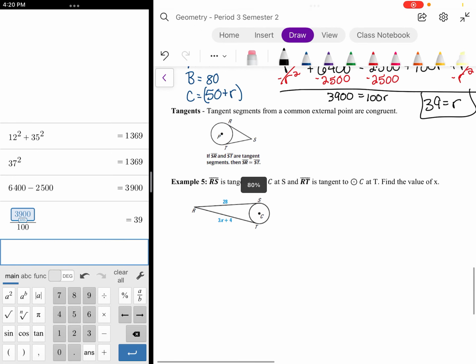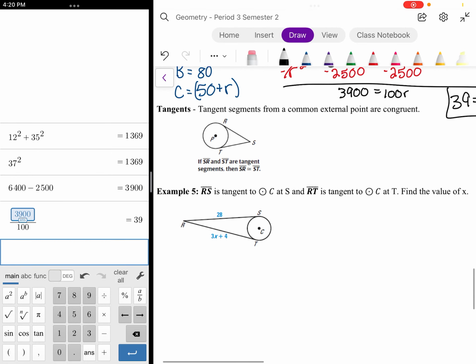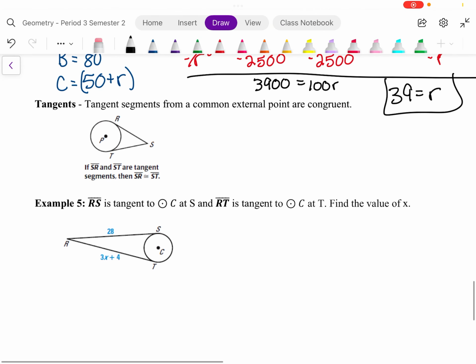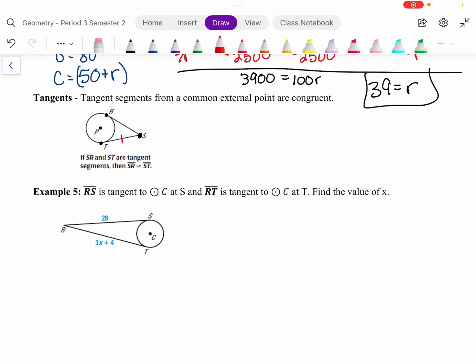And our last example for today is going to be talking about two tangents to a circle. When tangent segments from a common external point are both tangent to the same circle, that means that these segments are going to be congruent to each other. So in this one, ST is going to be congruent to RS. And that's only true if they're tangent and they come from the same starting point.